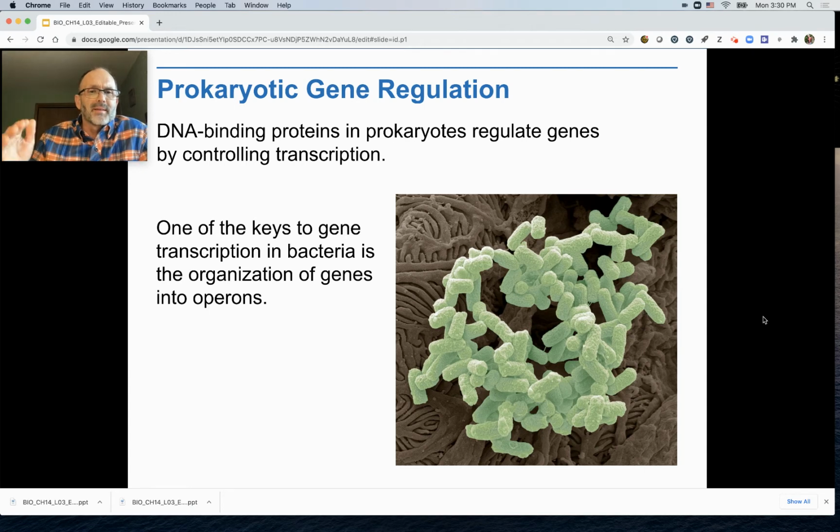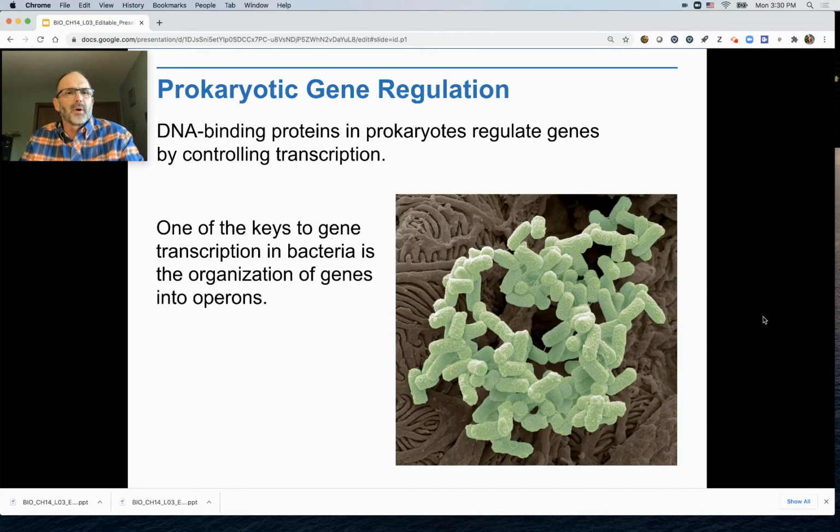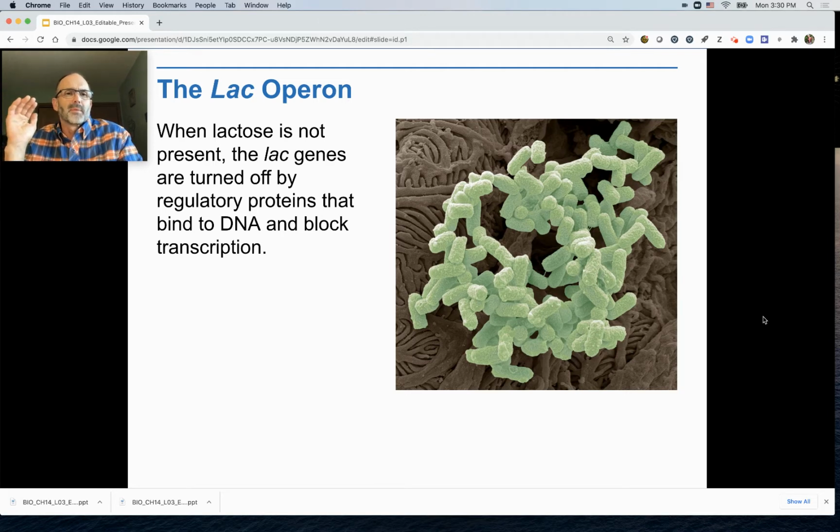So one of the keys to that transcription in bacteria is the organization of genes into what they're calling operons. And so bacteria have about 4,288 genes, typical E. coli, and they will group those genes into an operon. And those operons have functions. And so the lac operon is a well-studied operon in bacteria that codes for lactose. So the lac operon is only operating when lactose is present.